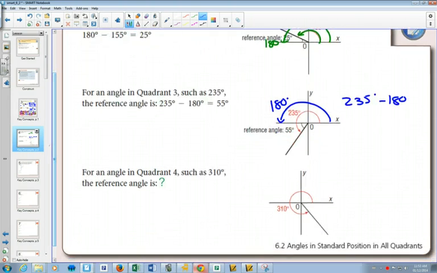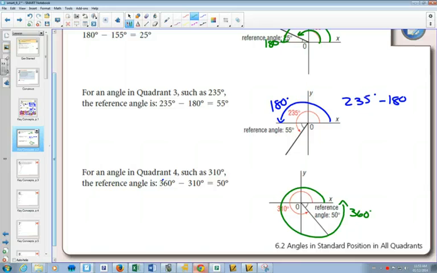Here's quadrant 4, 310 degrees. It'll be 50 degrees, correct? And again, a strategy would be, you know, all the way around is 360. So then you could subtract the 310, or say, what would add to 360 to get the extra 50? We'll add one more here. We'll do one negative. What if I did negative 100 degrees? What would your reference angle be?